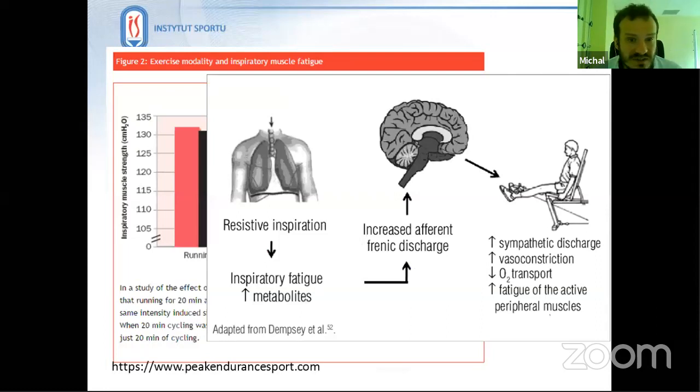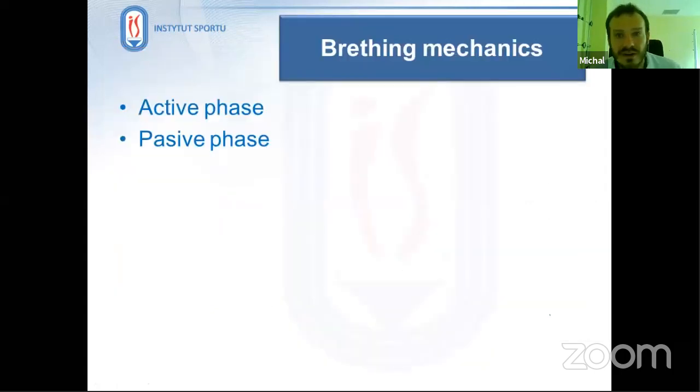So resistance to inspiration causes fatigue and an increase in metabolites in our body, and increases afferent phrenic discharge. It causes a sympathetic effect, which is vasoconstriction, O2 transport is decreased, and fatigue of the peripheral muscle. So that's how it works.